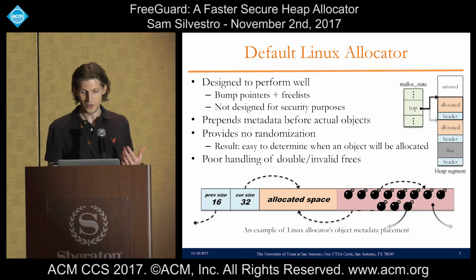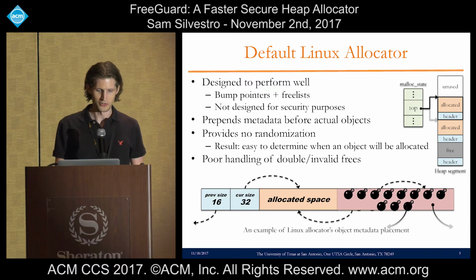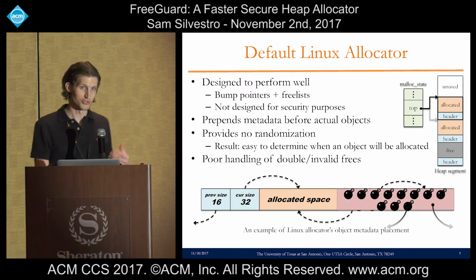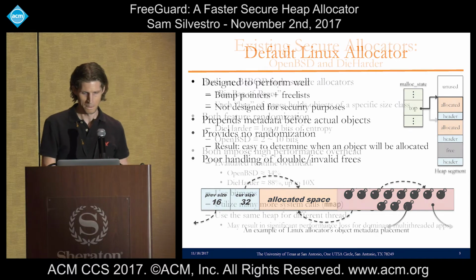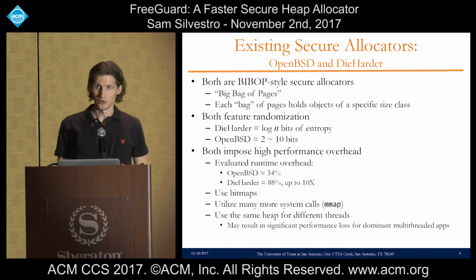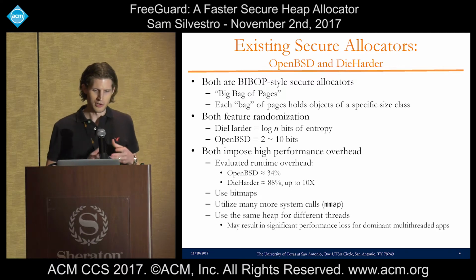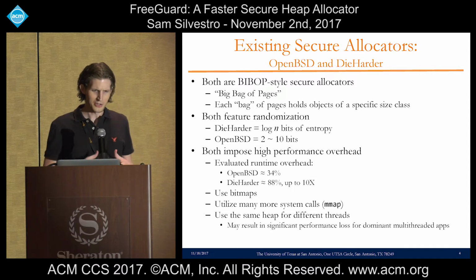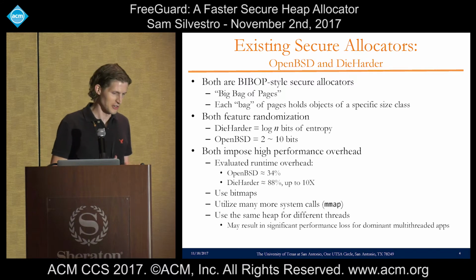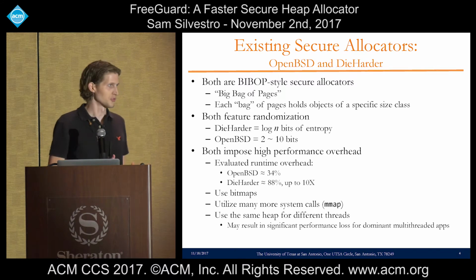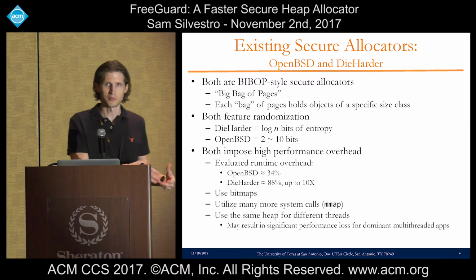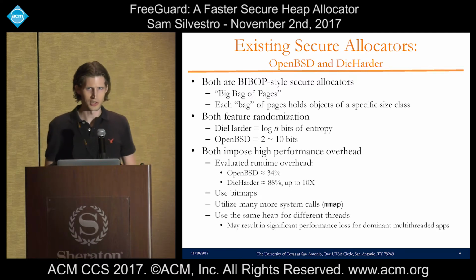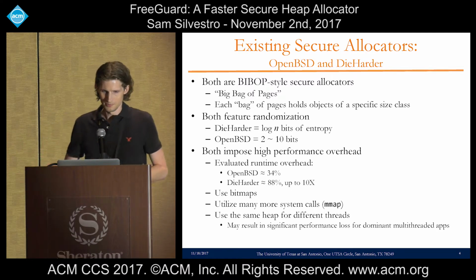So as you can see, the default Linux allocator can't provide a good defense, which is why we have secure allocators, which are designed to remedy the situation. Two of these existing allocators are OpenBSD and DieHarder. Both of these are BIBOP-style secure allocators, where BIBOP stands for Big Bag of Pages. A bag is simply a set of pages designated to hold objects of a particular size class. So for example, we might have a bag for 16-byte objects, a bag for 32-byte objects, 64, and so forth.